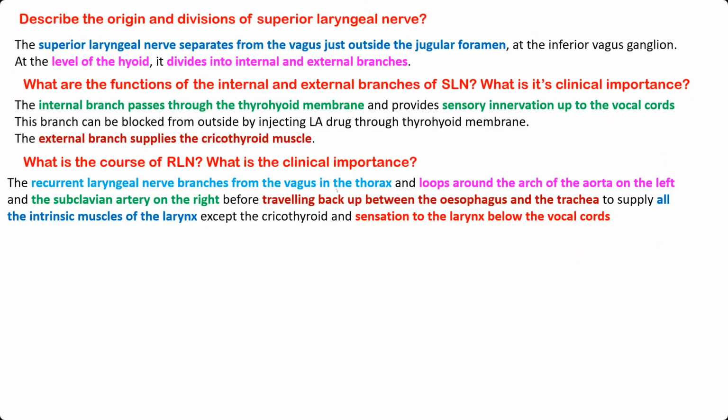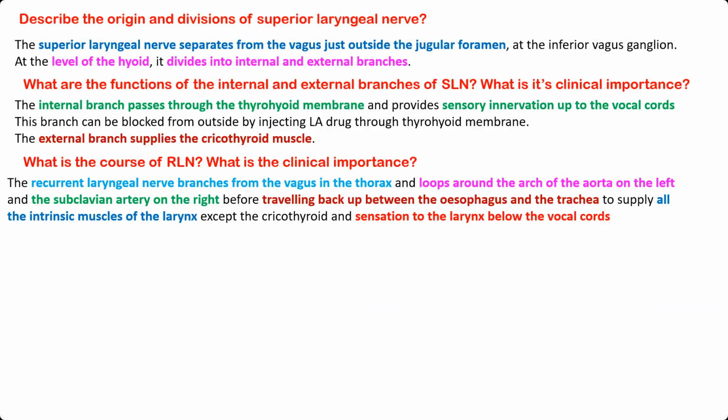So the recurrent laryngeal separates at the level of the thorax from the vagus, loops around the arch of the aorta on the left side and subclavian artery on the right side before traveling back. That is why as it returns and goes back, it is called recurrent laryngeal nerve. Even though it is supplying the larynx, it doesn't come and supply straight like that. It descends down below the level, then curves back and goes.